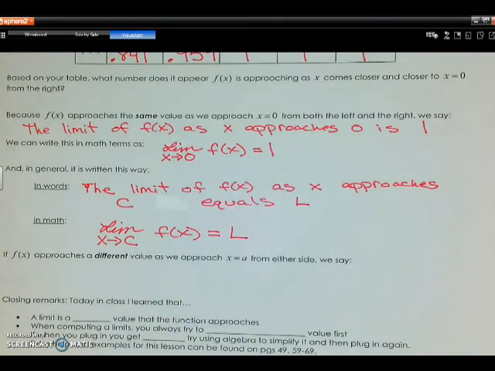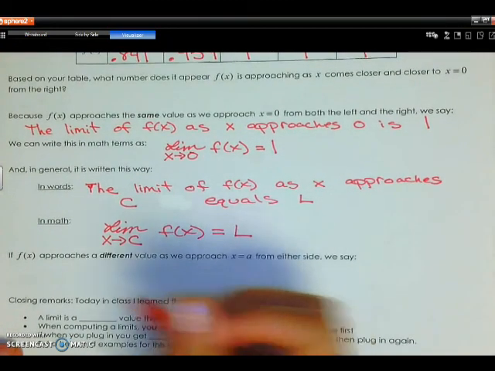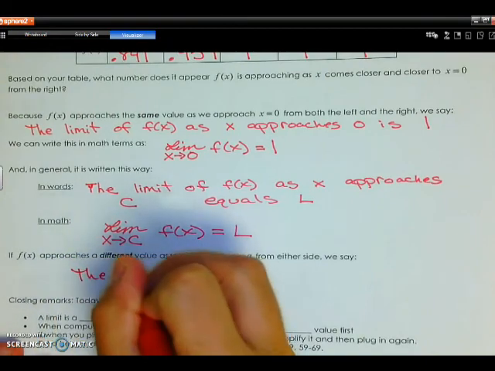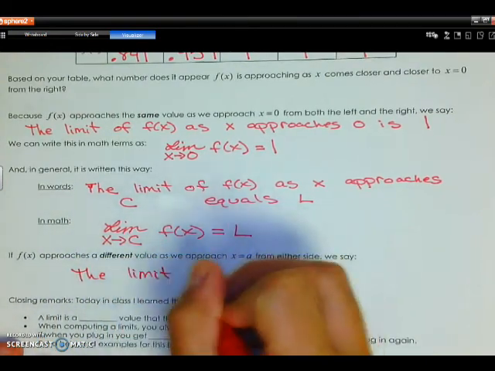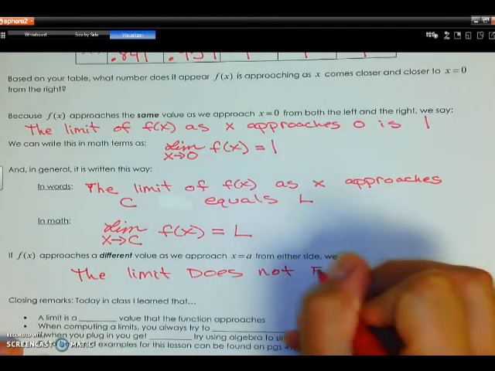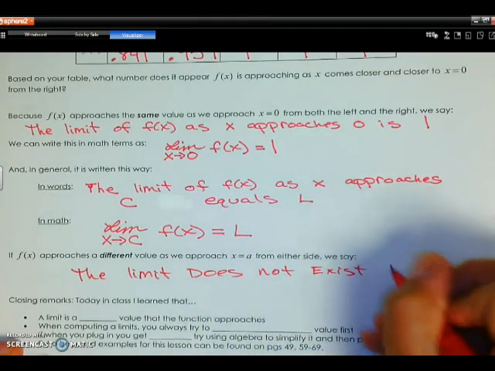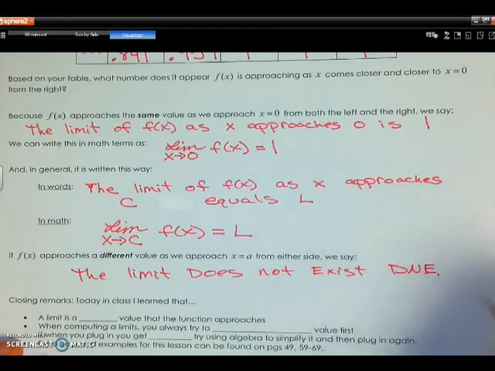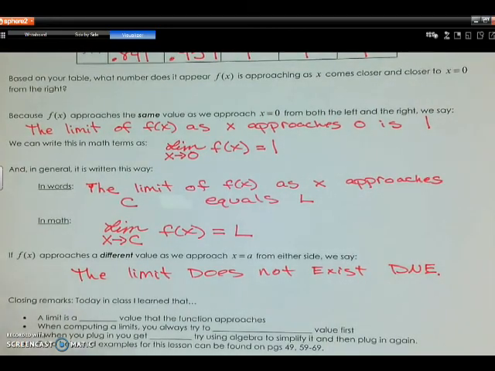And of course, if you approach a different value from each side, if your left-hand limit does not equal your right-hand limit, we say that the limit does not exist. Okay, so we say that the limit does not exist. In other words, DNE. Okay. So we've got that.